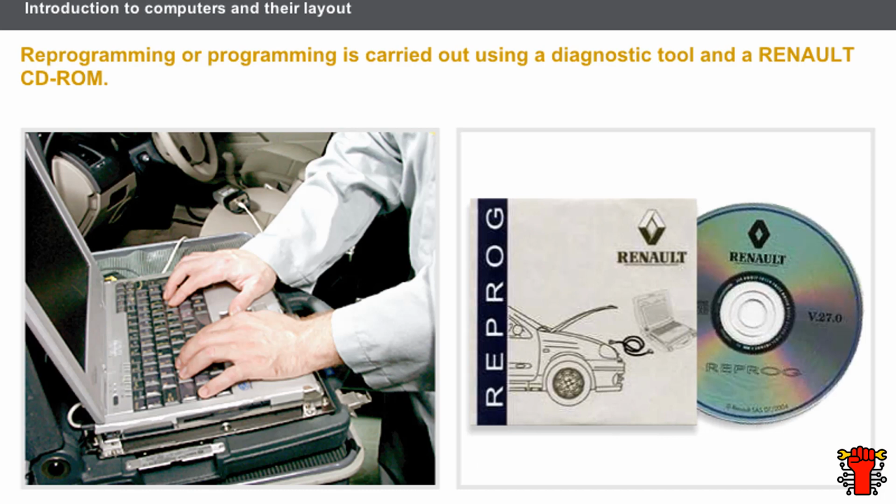Computer reprogramming allows identified faults to be solved or software to be updated. Programming only takes place when a new computer is installed. Reprogramming or programming is carried out using a diagnostic tool and a RENAULT CD-ROM. The automatic installation of the program is carried out in relation to the data entered for the vehicle identification. The vehicle needs to be correctly identified in order to install the correct program.